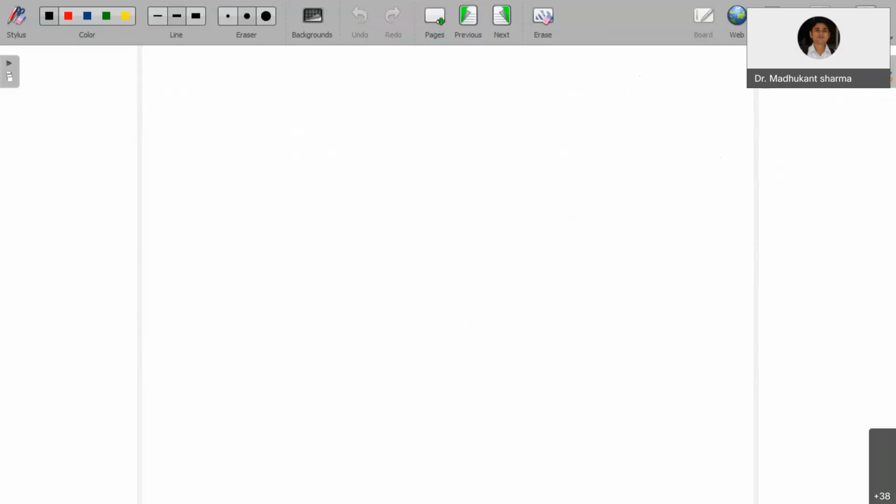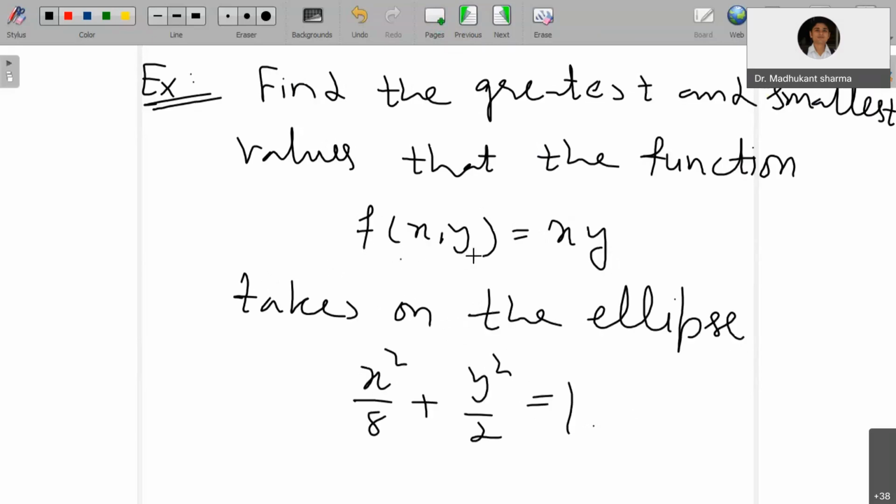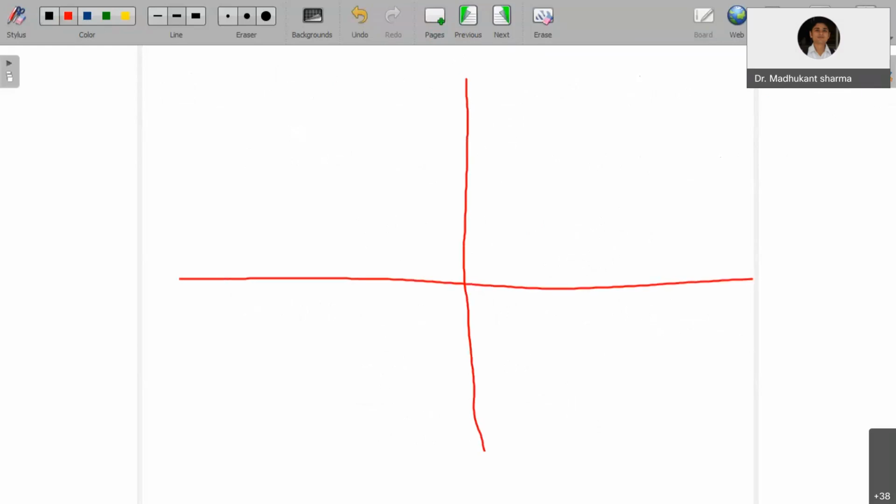Now, if you look at this, f of x, y equals x into y is a hyperbolic surface, and it takes values on the ellipse. So if you look at it geometrically, what will possibly be the greatest and smallest values that the function will take? On the xy plane, you can draw some ellipse.